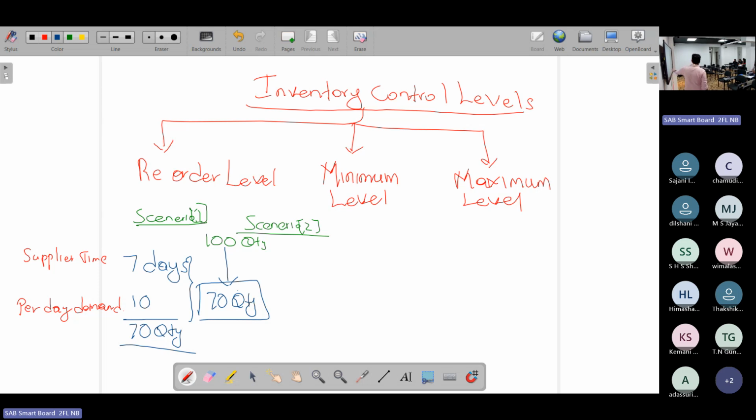So if your quantities reach 70, then you have to order fresh. You have to put a fresh order. Clear?